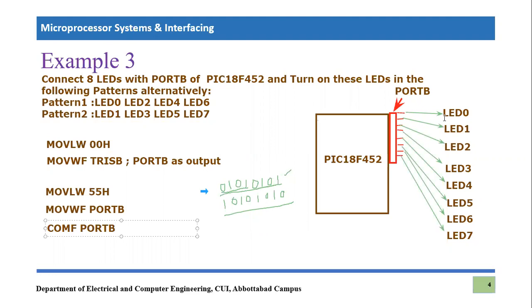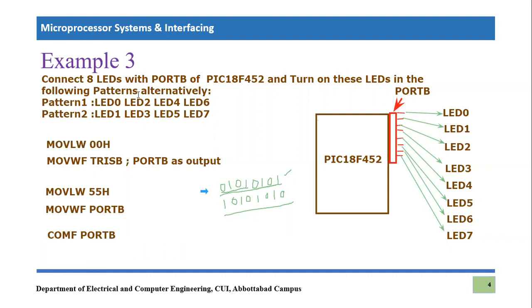That is the reason the LED which was turned on will be turned off, and the LED which was earlier off will be turned on. So that is one of the instructions that is new learning in this example. This is an important instruction. I hope you have understood it, right? So COMF means you are complementing a file, which file? Port B. And now we have to switch this pattern.